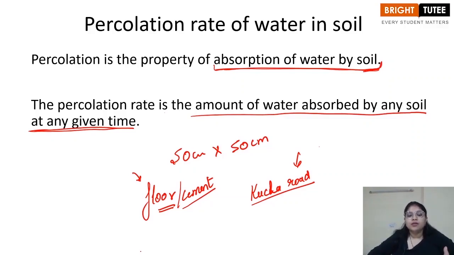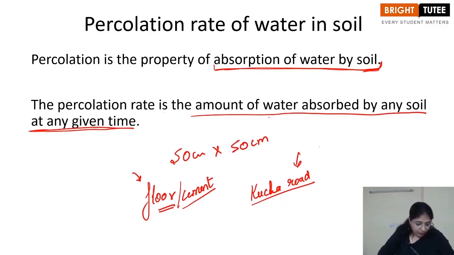It will take a lot of time for the water to get absorbed in the cement, and it might not get absorbed. It might also get evaporated due to heat. In this way, we see that absorption is a property present in the soil.